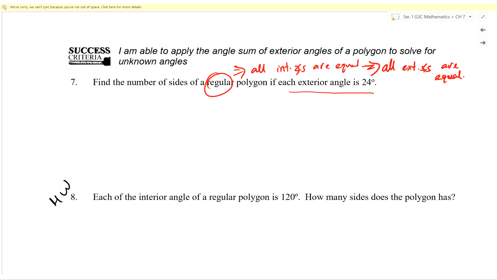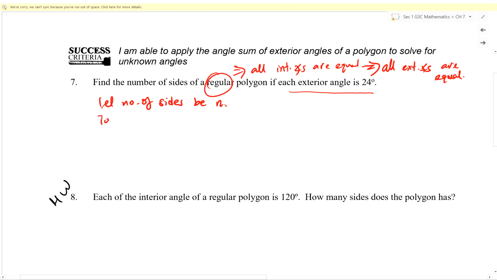360 divided by 24, right? We can say, for a complete working, let the number of sides be n. If there are n sides, then we have n exterior angles. Each exterior angle is 24, so the total of the exterior angles must be n times 24 degrees.